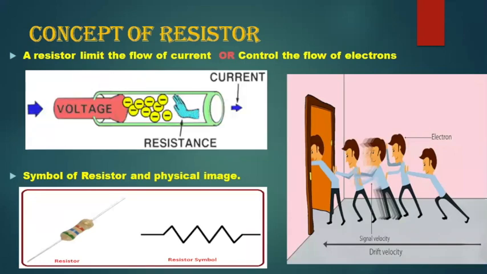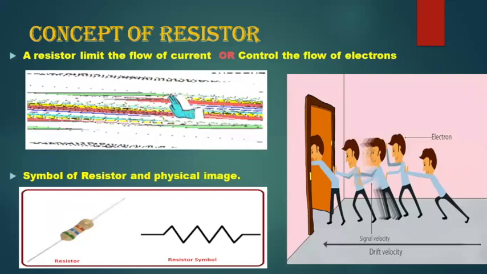Concept of resistor. A resistor limits the flow of current or controls the flow of electrons. Now, as you can see in the diagram, suppose the voltage is a torch through which light is coming out, and when you place a hand in front of that torch, then less light will travel out of the pipe. So basically resistors are used to limit the flow of current so that our component does not burn out.